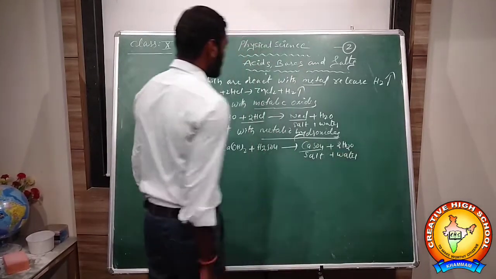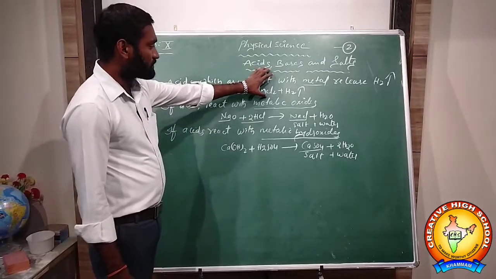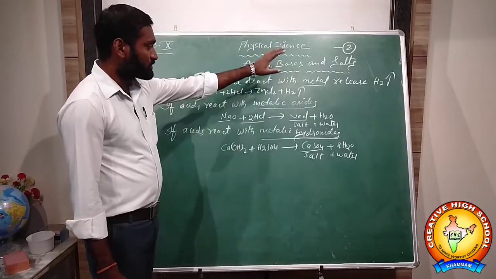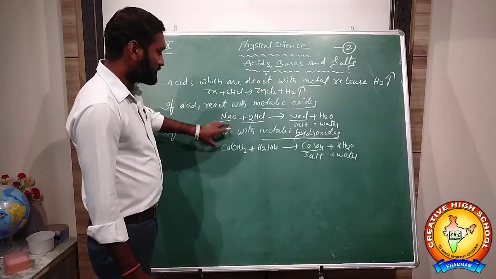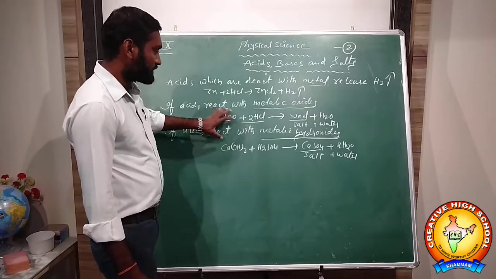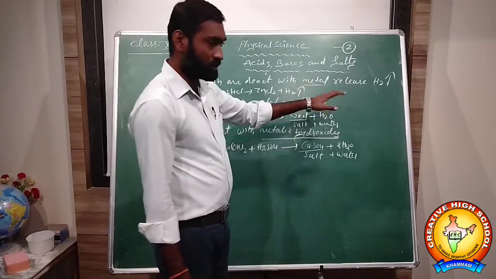So when a metal reacts with hydrochloric acid, it forms its salt and hydrogen is released. Here, when metallic oxides and metallic hydroxides react with acids, salt plus water is released.